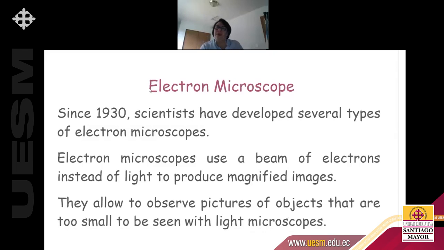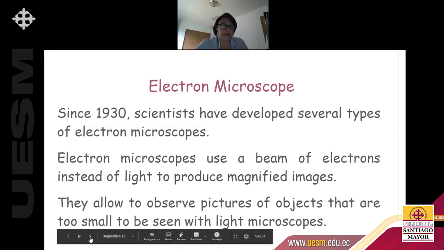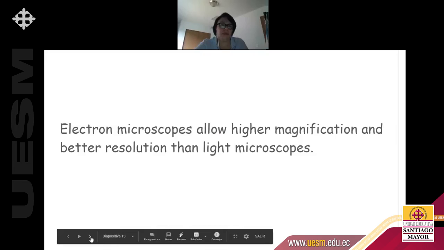And then we have the electron microscope. Electron microscopes are big, they are connected to computers, and they allow us to see images that without this kind of microscope we wouldn't be able to see. So the making of these electron microscopes started in 1930, and they use a beam of electrons. You already asked me what beams of electrons are. Son columnas de electrones. A beam of electrons instead of light to produce magnified images.